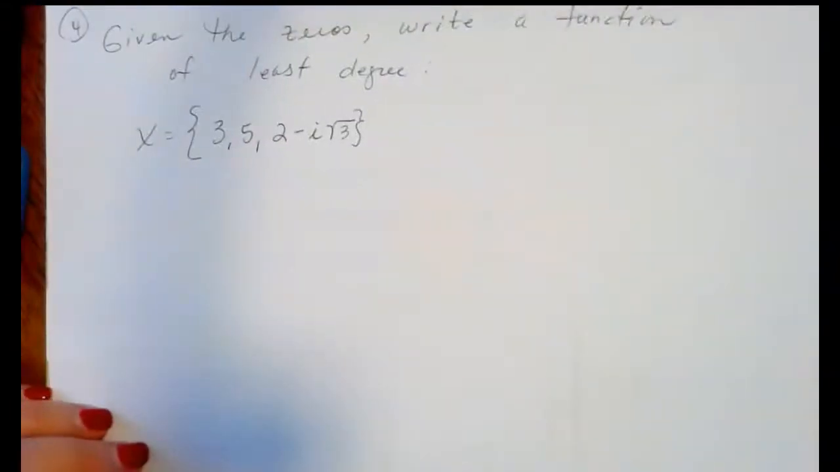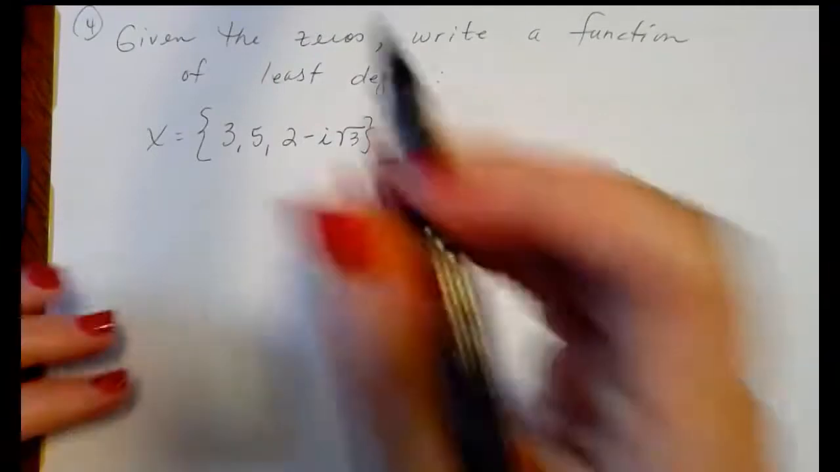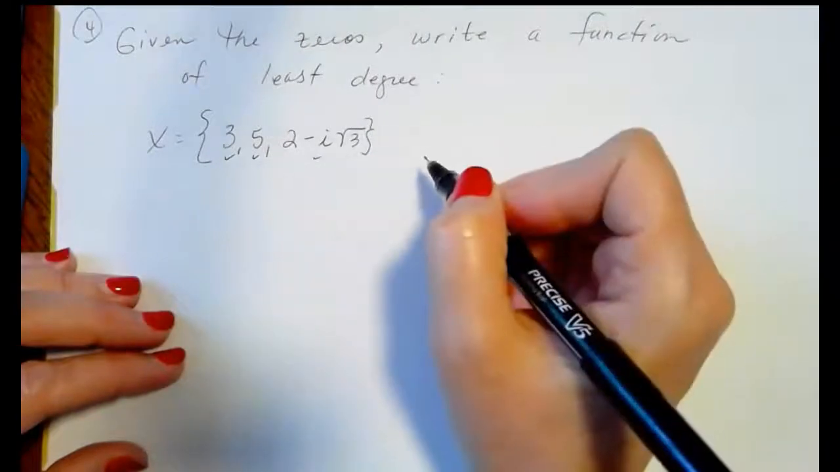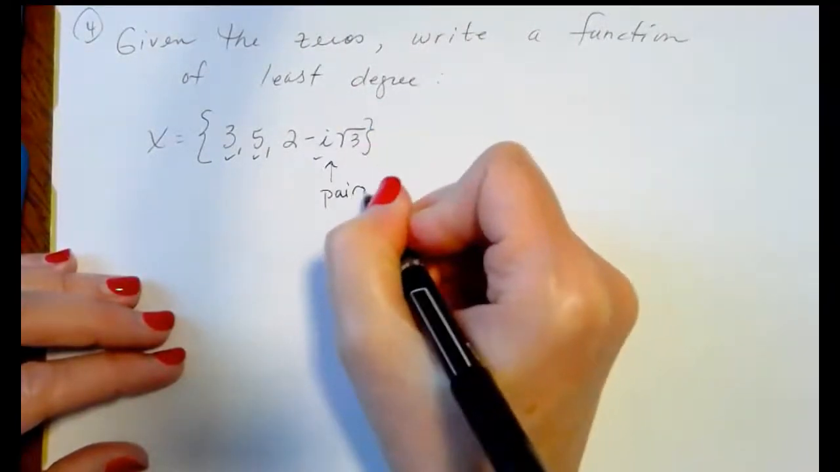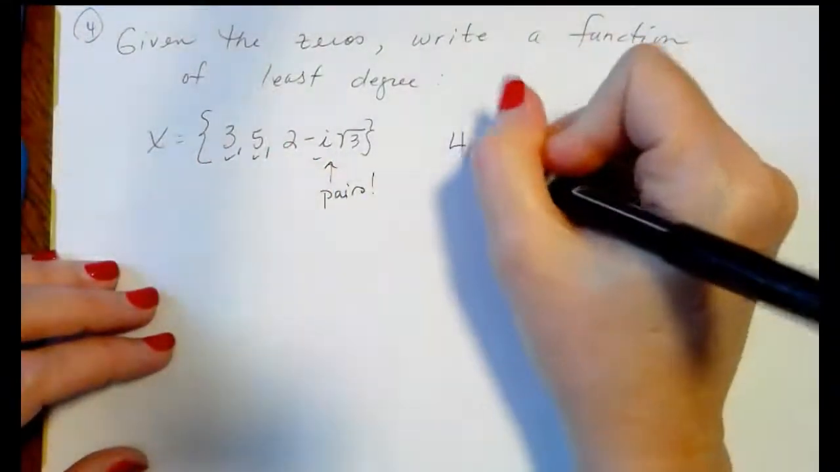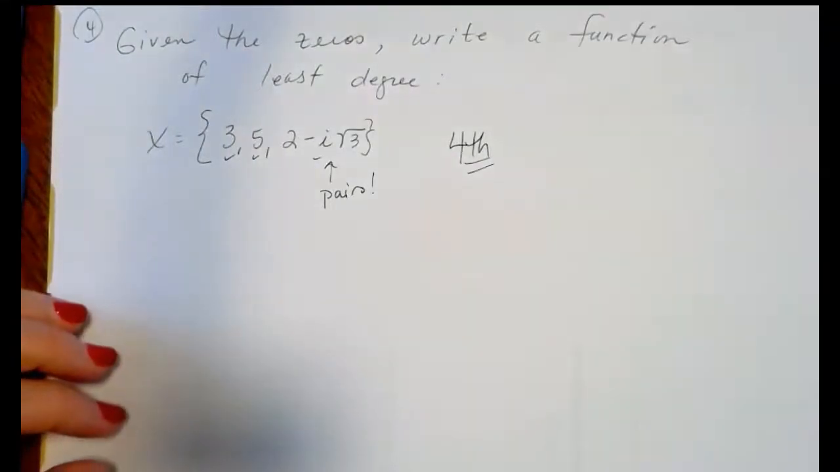Next, given the zeros, write a function of least degree. So note that I'm giving you 1, 2, 3 factors here, or 3 zeros. But remember, i's always come in pairs. So 1, 2, 3, 4. We are going to have a 4th degree polynomial when we finish with this function.